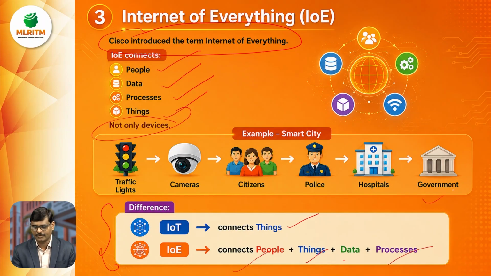For example, take the traffic light signals we watch day to day. If someone jumps the signal, the camera will automatically record whoever is violating the traffic rules, and this will be informed to the police. In case of any accident, it will be informed to the hospitals. So here we connect people to things, which is done automatically using the Internet of Everything.